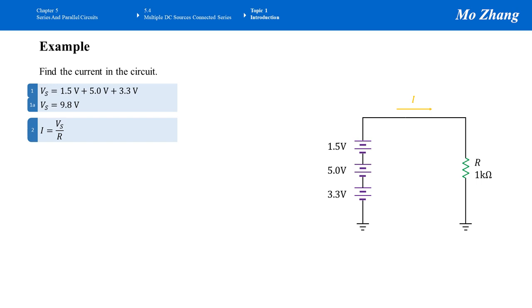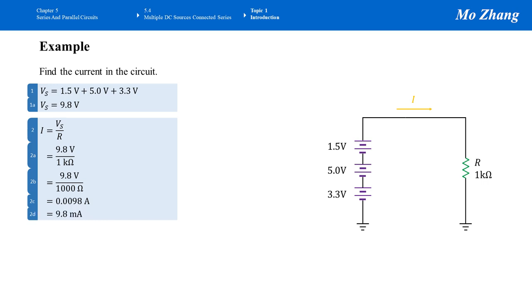To find the current, we can use Ohm's law's current formula, Vs over R. And substitute the values. Vs, we calculated already, is 9.8 volt, and R is 1 kilo ohm. So after entering the numbers into a calculator, I got 0.0098 amp. And change the numbers to engineering notation by moving the decimal point to the right 3 times, and then reduce the prefix by 1,000. So it's 9.8 milliamp.